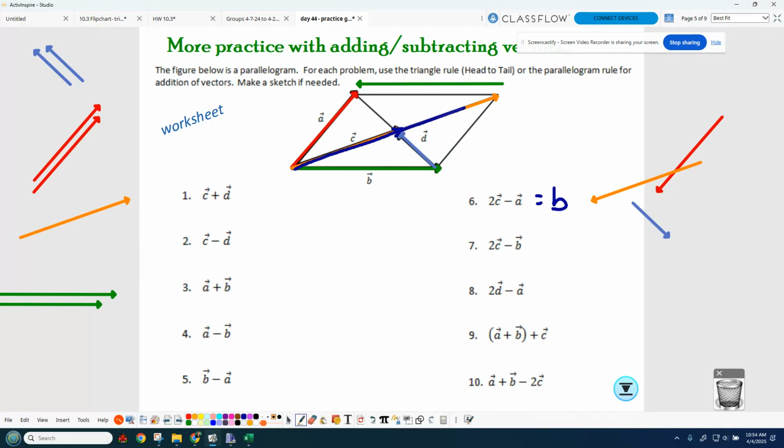C plus C minus B. Where's the open starting point? Still right here. The open ending point is there. So what's the vector? A. Nope, it's going to be positive A.